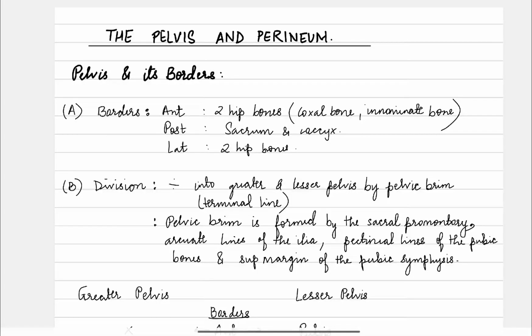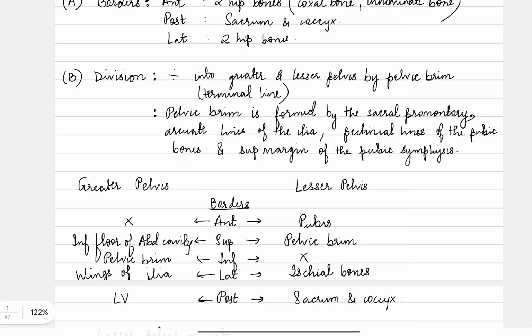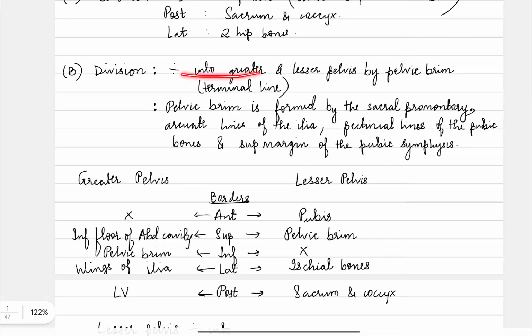So first is pelvis and its borders. Now borders are anterior, posterior, lateral. Anteriorly, there are two hip bones, which is coxal bone, also innominate bone. Next is posteriorly sacrum and coccyx. Laterally, two hip bones are there. Now this pelvis is divided into greater and lesser pelvis by pelvic brim, which is a terminal line.